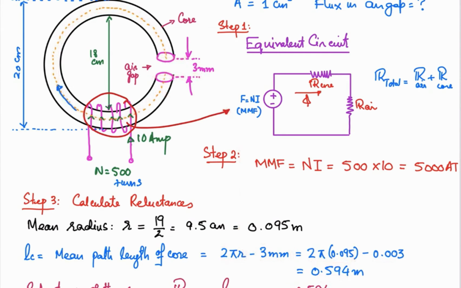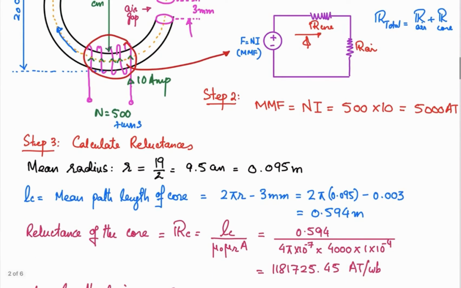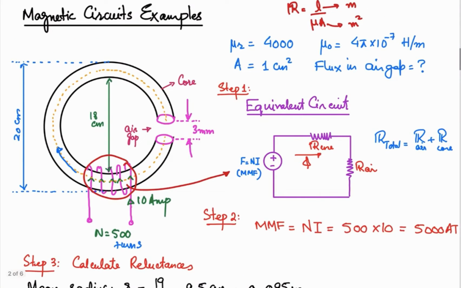Right, and then you will be calculating the reluctance of the core, because you know the length now from here, the relative permeability, the permeability of air or free space, and the cross sectional area. The cross sectional area is given to us, that is 1 centimeter squared, so that can be written as 1 × 10^-4 meter squared.